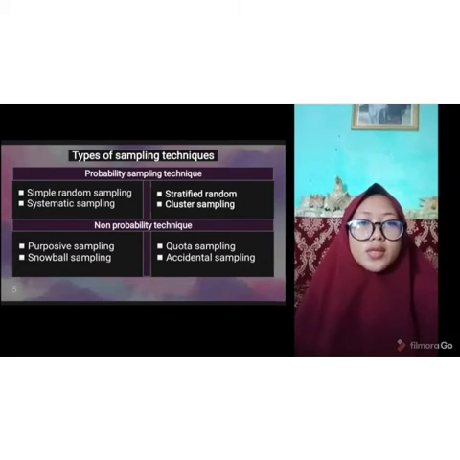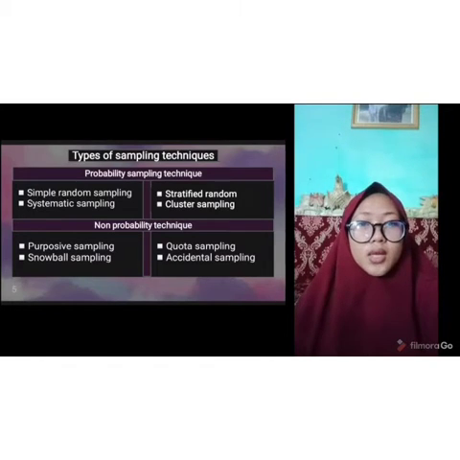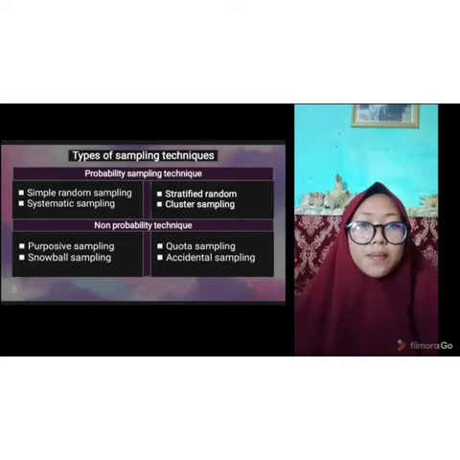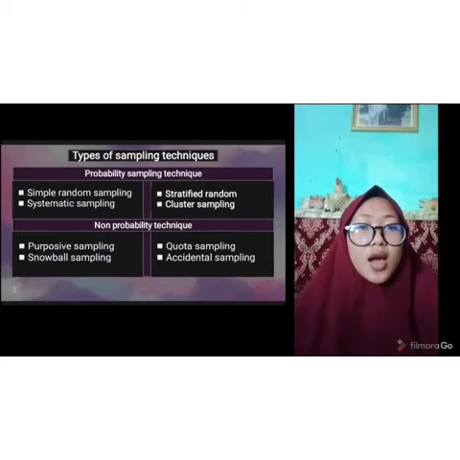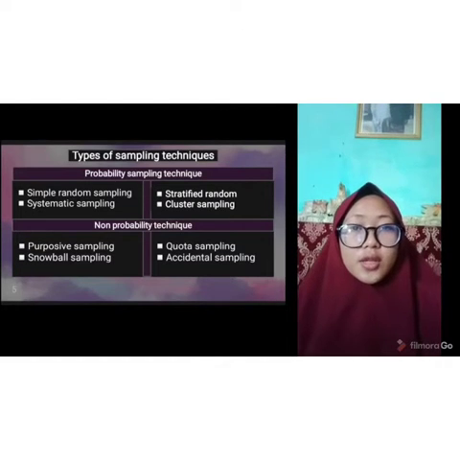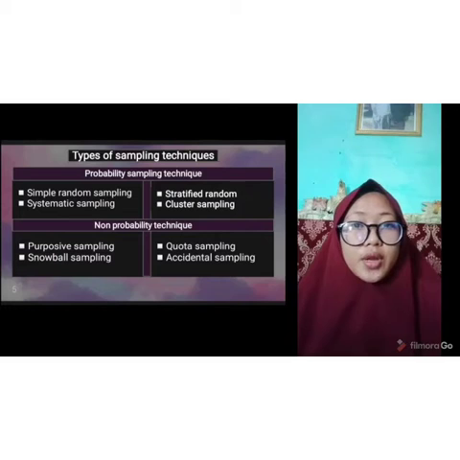Okay, the following describes the types of probability sampling. 1. Simple random sampling is a lottery system. 2. Systematic sampling. This procedure is a form of sampling by taking each case serial number from the population list. 3. Stratified random, which is done randomly or systematically, and lastly, cluster sampling.